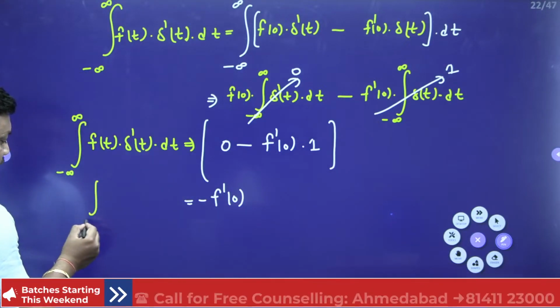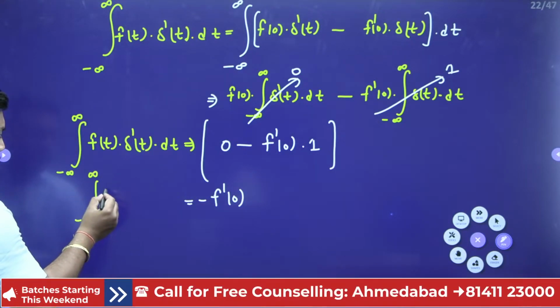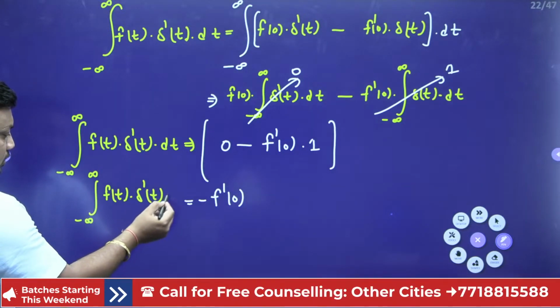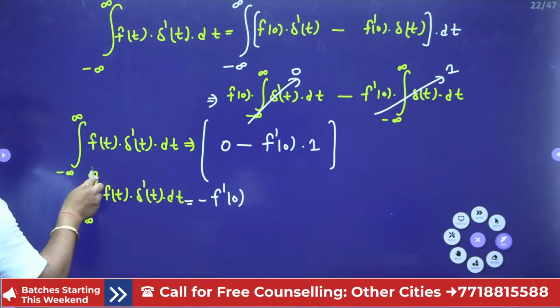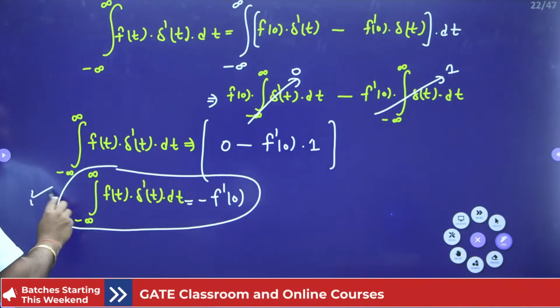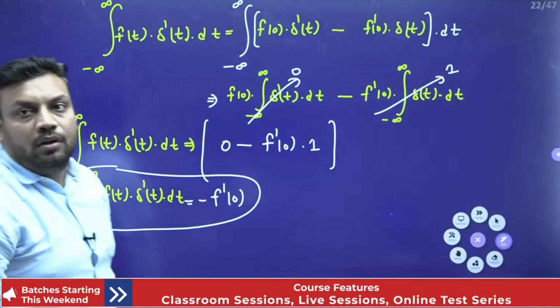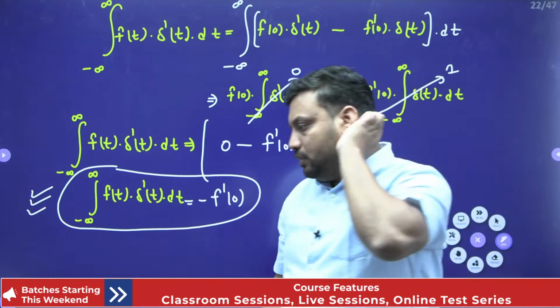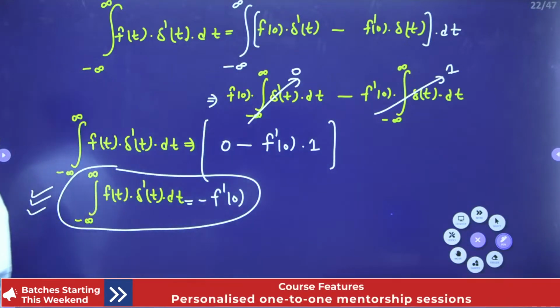So the final answer is: integral from minus infinity to infinity of f(t) dot del dash t dt equals minus f dash 0. This is my final answer. So this is the property, guys. I hope it is clear to you. Shall we go for next now?